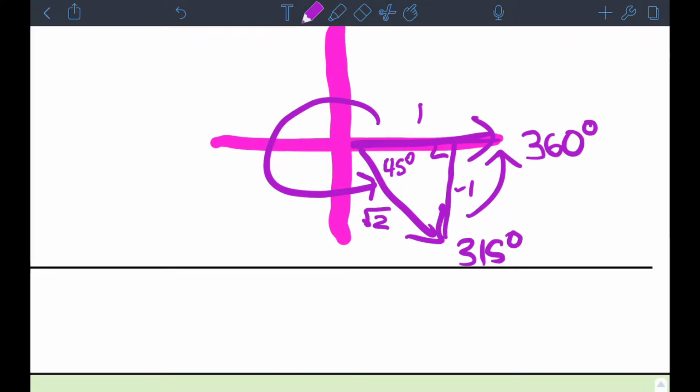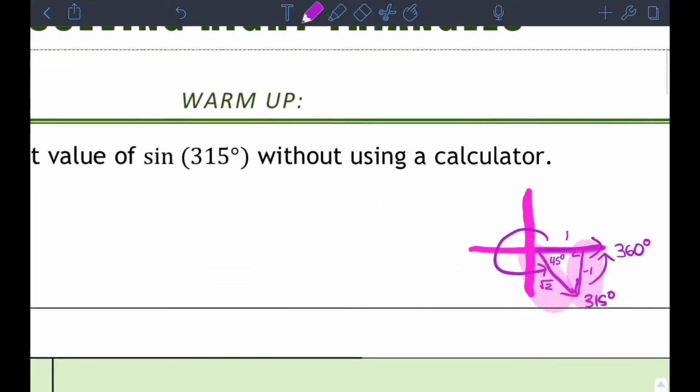And then if you do sine, we're thinking about our opposite side over our hypotenuse. So -1 divided by square root of 2 would be your sine value, which if you rationalize it, is just going to give you negative square root 2 over 2.